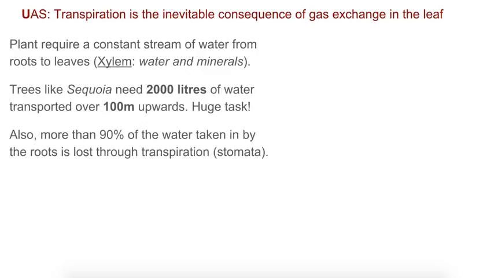Also, more than 90% of the water taken in by the roots is lost through transpiration. It's lost as water vapor through the stomata of the leaves, which is quite incredible. So only a small fraction of that water taken in is used for photosynthesis.